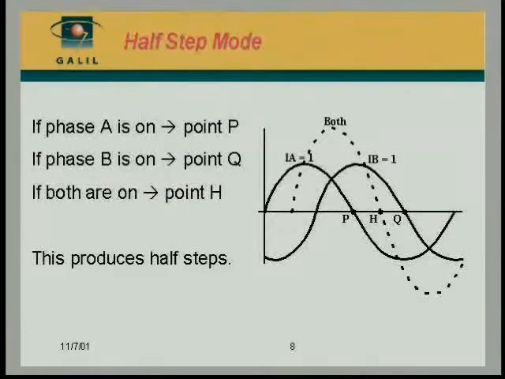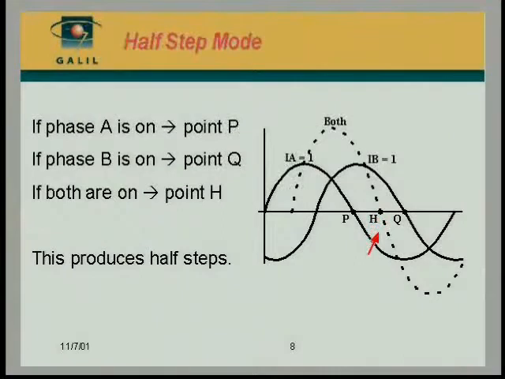Now, let's talk about a different mode of operation, the half-step. If we energize phase A, the motor would stop at point P. If we energize phase B, the motor stops at point Q. What happens if we energize both of them? In that case, the resulting torque would be the sum of the two curves, this sinusoid and that sinusoid, and the sum of both of them would be this dotted line curve. And this dotted line curve results in equilibrium point H, which is halfway between them.